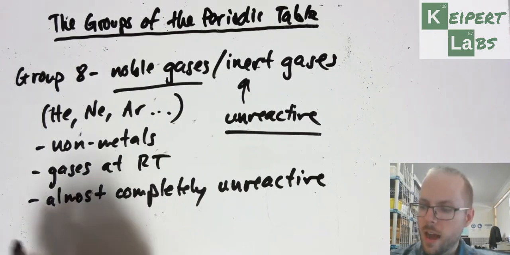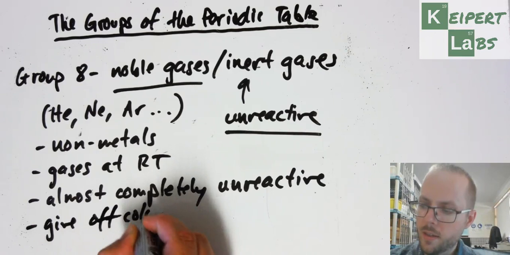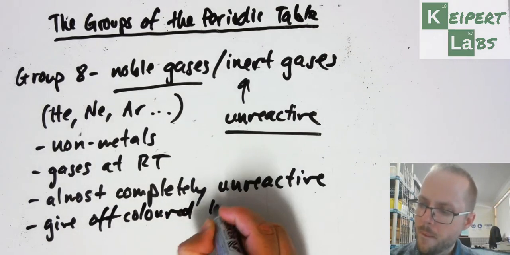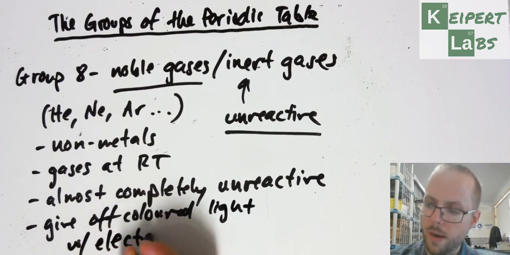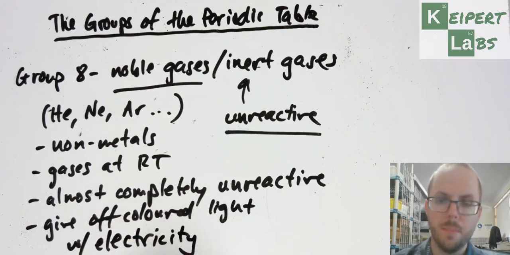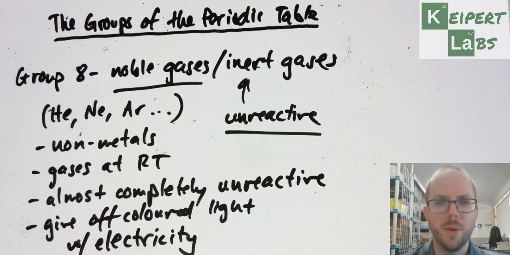They're gases. They also give off coloured light with electricity. So we talk about neon lights, for example: if we put a sample of neon in a glass tube and then attach an electric current, it will glow a red colour. And the other noble gases have distinctive colours as well. Other elements do this as well, but the noble gases are particularly known for the colours they make, and we use them in all sorts of lighting for that reason.